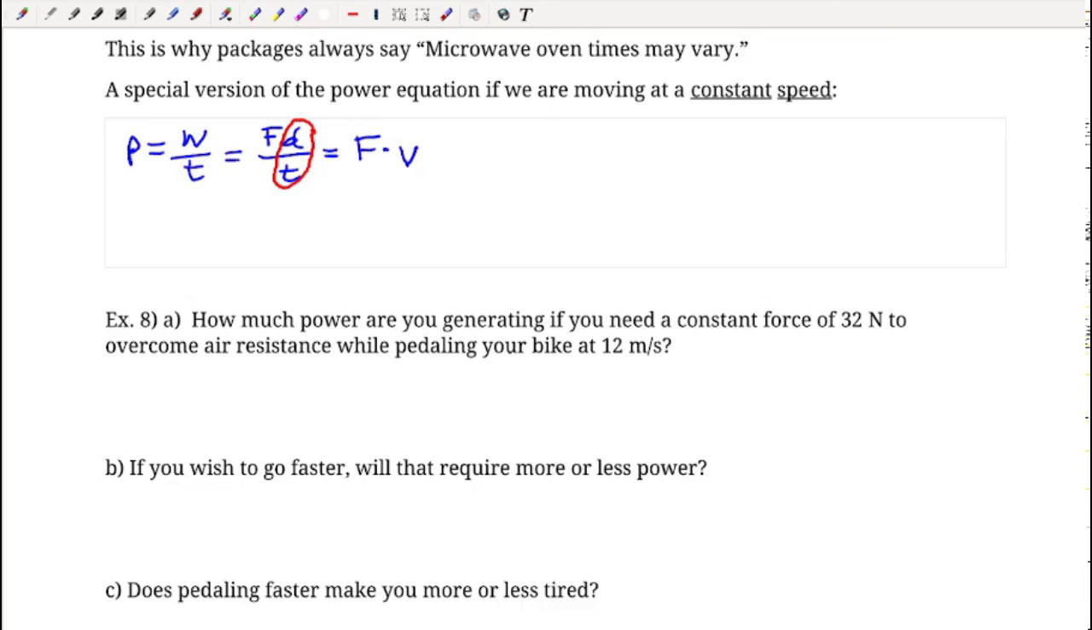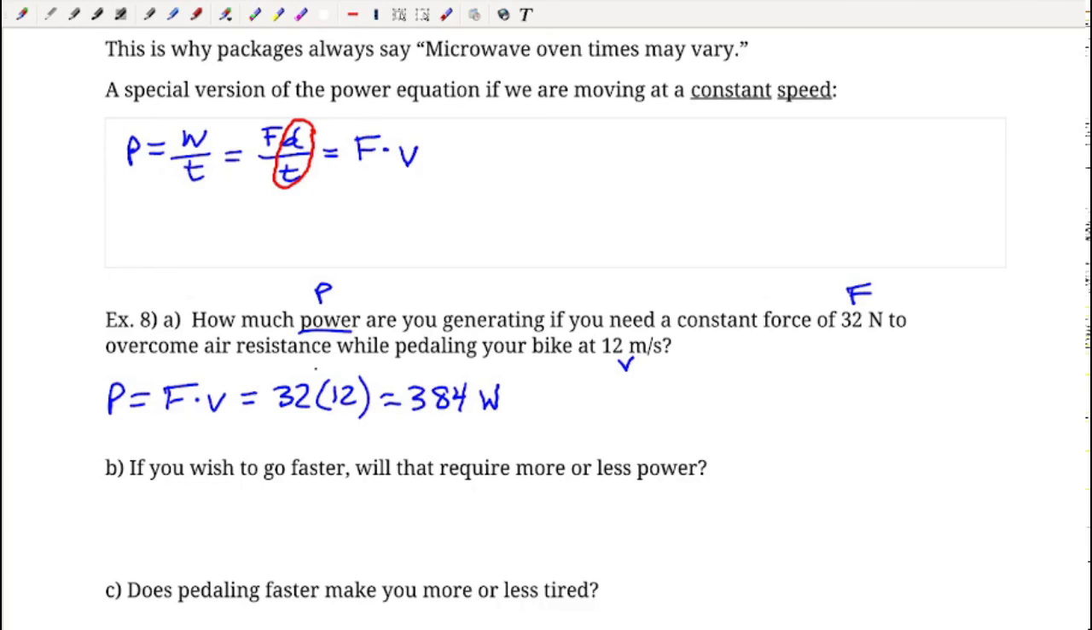How much power are you generating if you need a constant force of 32 newtons to overcome air resistance while pedaling your bike at 12 meters per second? So there again is your constant speed, 12 meters per second. We've got a constant force. Here's my force, here's my speed, and I want to know how much power. So power in this case is force times velocity. Force of 32, velocity of 12. 32 times 12, my calculator says, is 384. 384 watts.